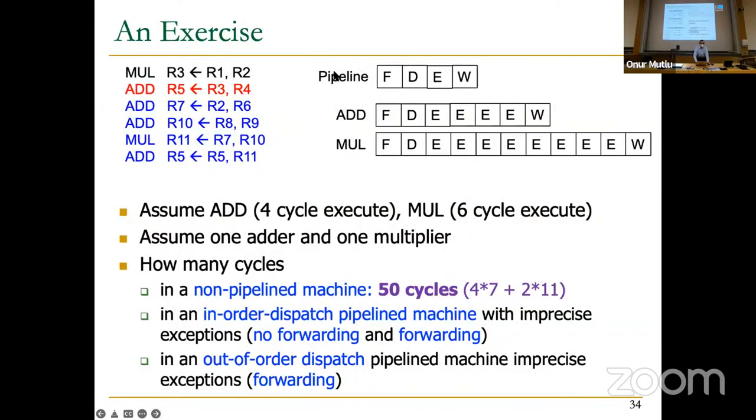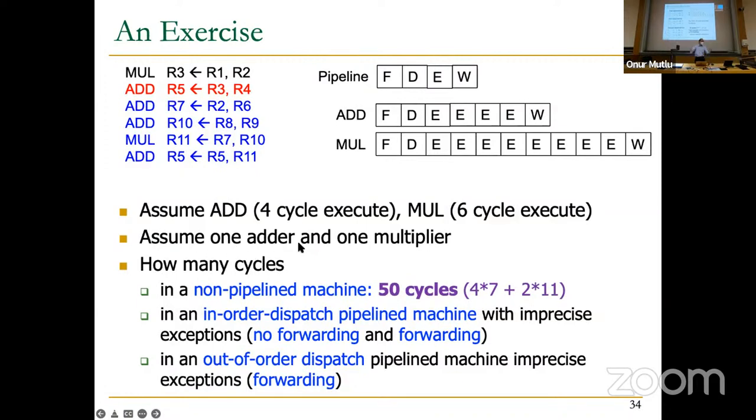So let's do this exercise. What I'm going to assume here is these instructions. We're going to execute this program completely in an out of order machine. And this is the pipeline structure that we have. We have adds and multiplies only. So it's a bit boring, but even this one is going to buy performance for us. Add executes like this. It has a four cycle execute stage. And multiply executes like this, a six cycle execute stage. We're going to assume one adder and one multiplier.